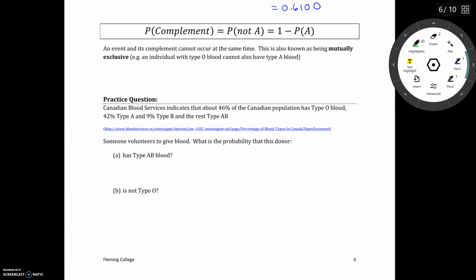This idea also introduces a new term that I term mutually exclusive. So events that are mutually exclusive cannot occur at the same time, and an event and its complement are always mutually exclusive.